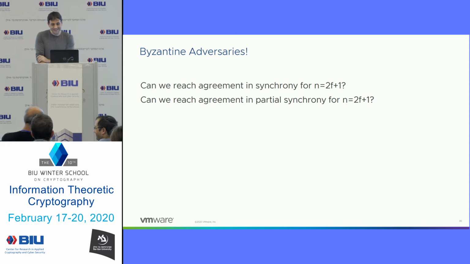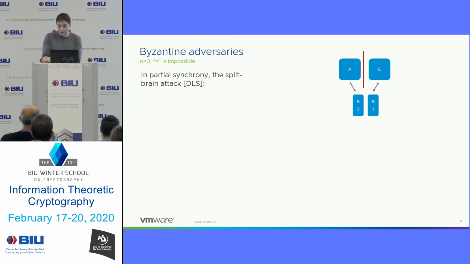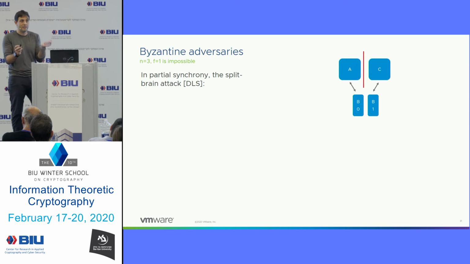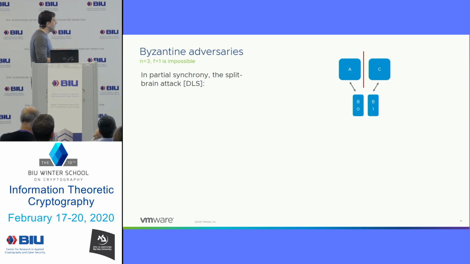Okay, so let's do this lower bound. In partial synchrony, we have this very simple split-brain attack. Here there are 3 parties, A, B, and C, and we want to show that if one party is Byzantine, remember now it's not the omission model, now it's the Byzantine model, it can send different messages to different people. It can behave arbitrarily, right?